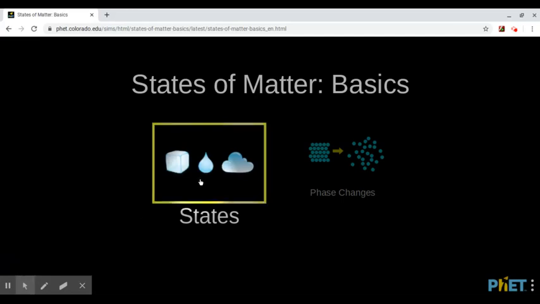Okay, guys. So today, what you're going to do is go to this website and we're going to start to think about heat and temperature.